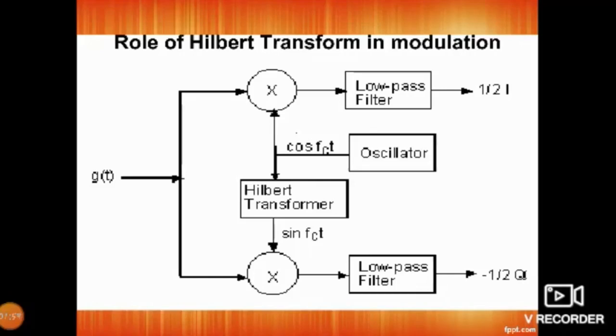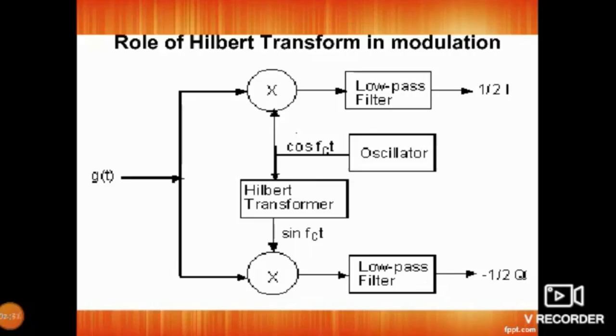This sin 2 pi fc t is given as one of the inputs of the multiplier situated at the lower part. The other input is g of t, which is the input signal. So the upper half is the multiplication of g of t and cos 2 pi fc t, and the lower part is the multiplication between g of t and sin 2 pi fc t. After multiplication, the multiplied output is given to a low pass filter in both the upper half and lower half. This cos 2 pi fc t is generated by one oscillator circuit.